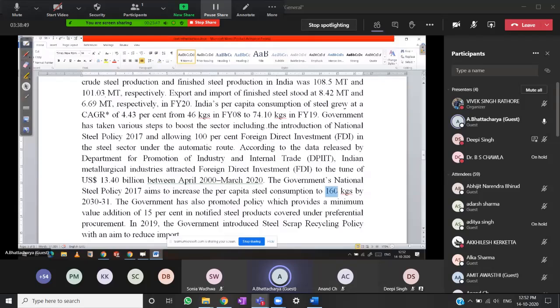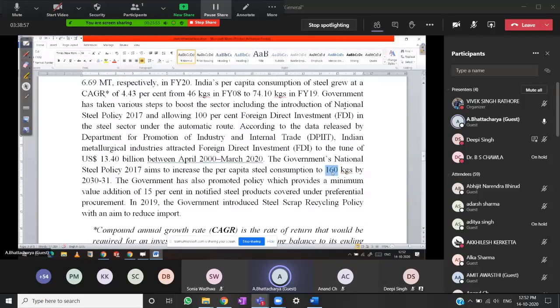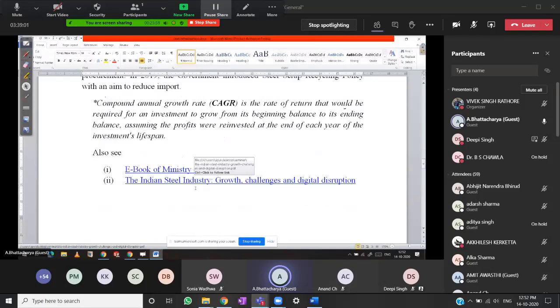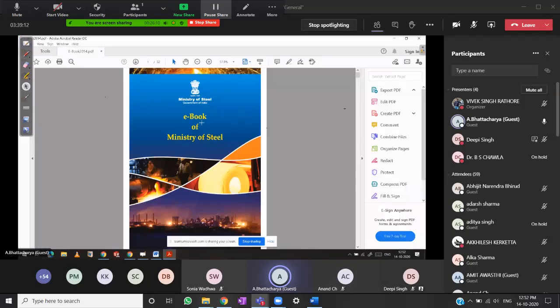So this can be achieved. Anybody interested can refer to this. You can download this, from the Ministry of Steel. So this is the authentic document.